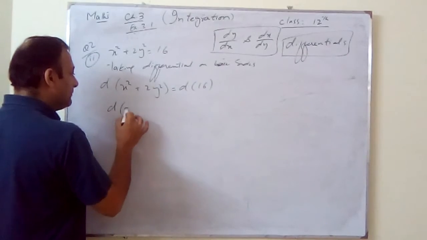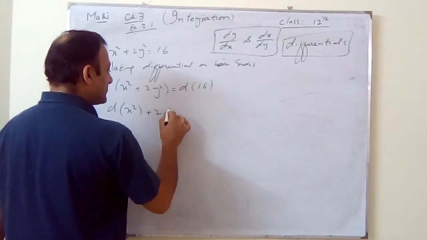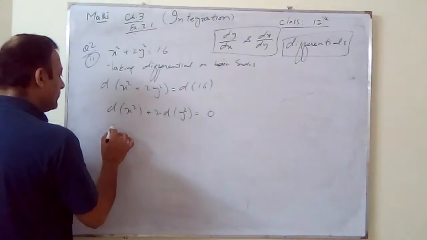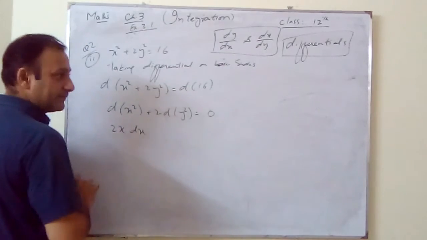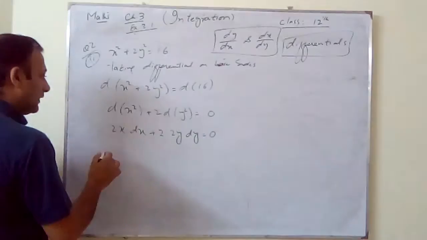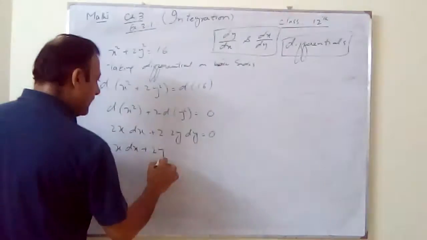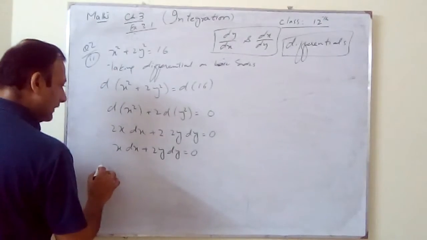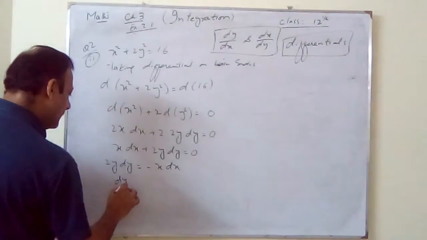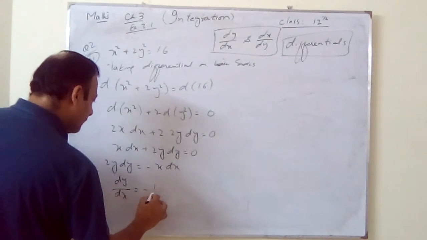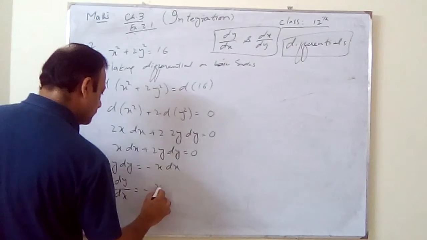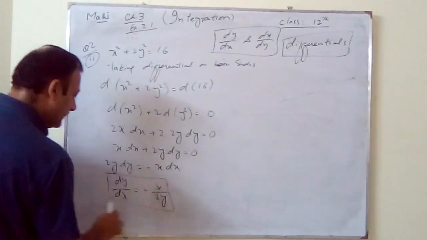this differential will apply to both, the same rules apply as we have for derivatives. The derivative of 16 is a constant, it is always 0. So here 2x dx plus 2 into 2y dy is equal to 0. x dx plus 2y dy is equal to 0, or we can also write 2y dy is equal to minus x dx, dy by dx is equal to minus 1 by 2 x by y, and if you write it simply, x over 2y. So this is dy by dx.